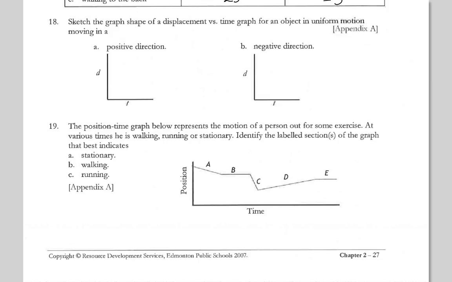So we got displacement versus time for an object in uniform motion. This uniform motion tells us that it will be linear. Okay, linear. So we need to draw some linear curves.